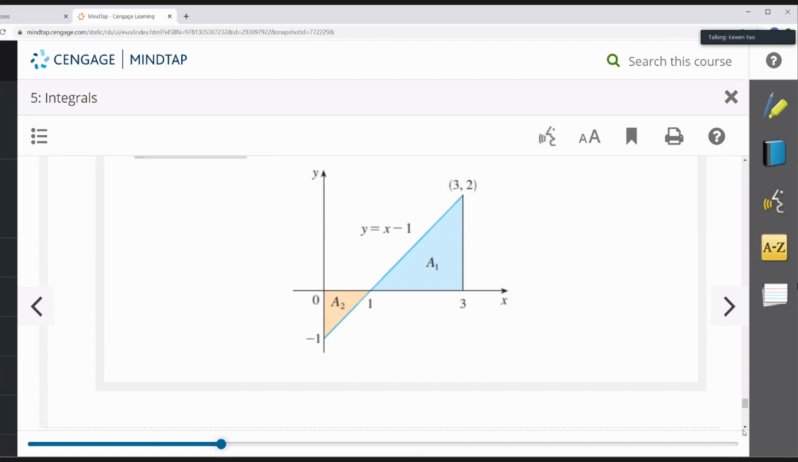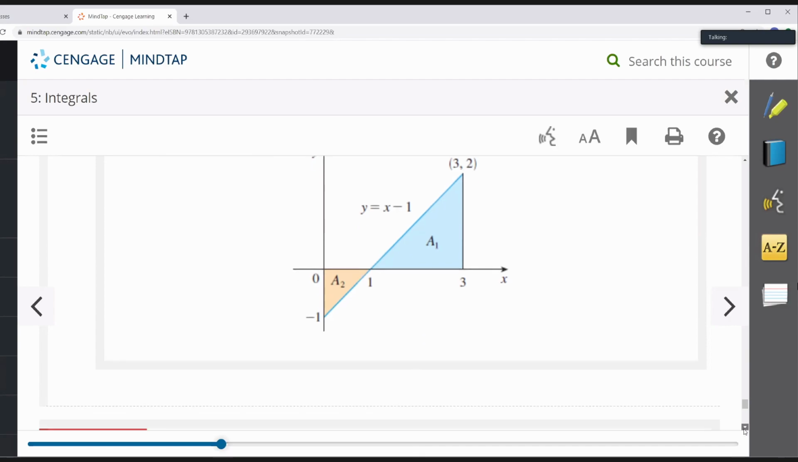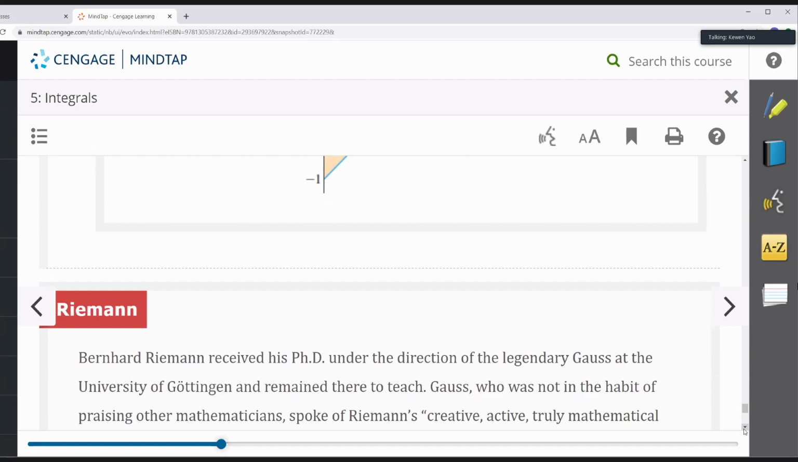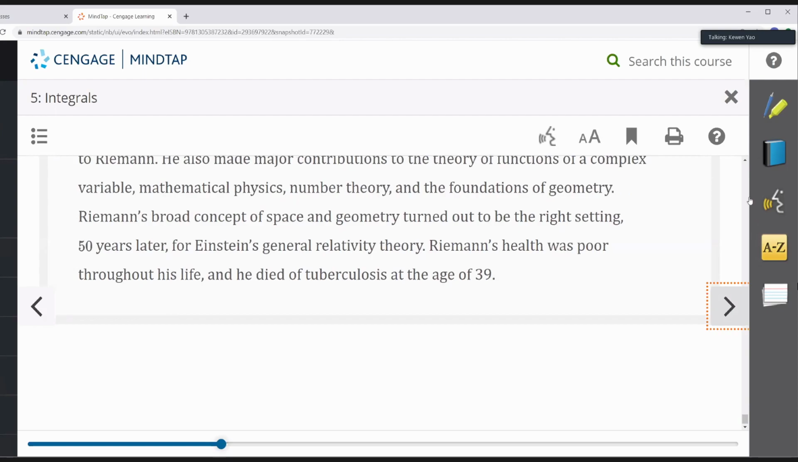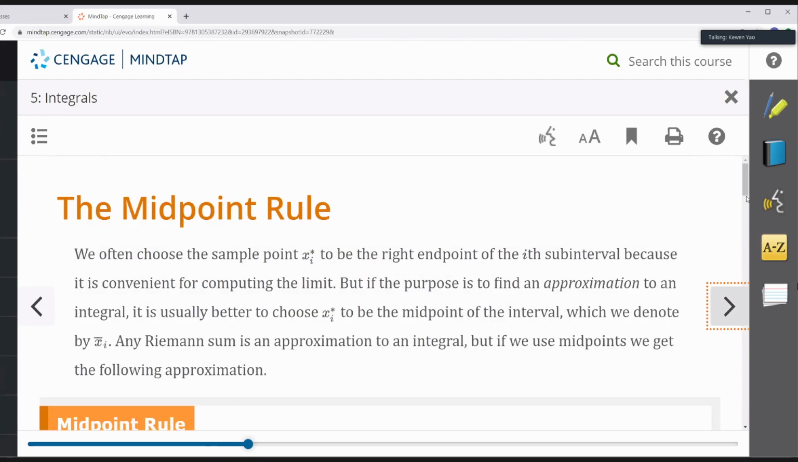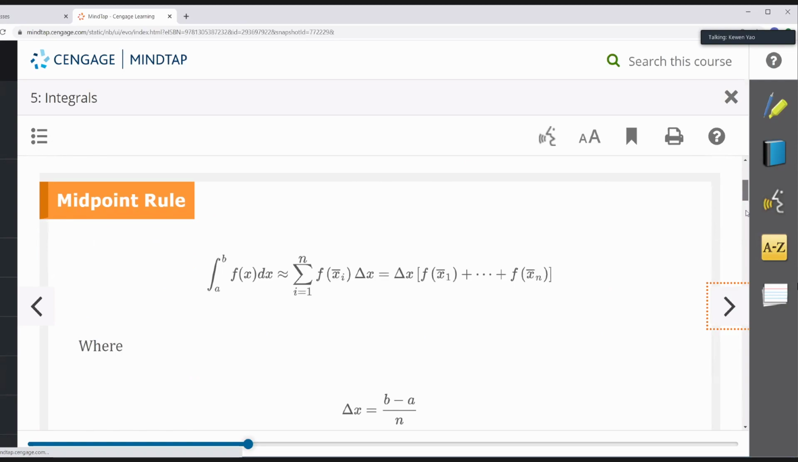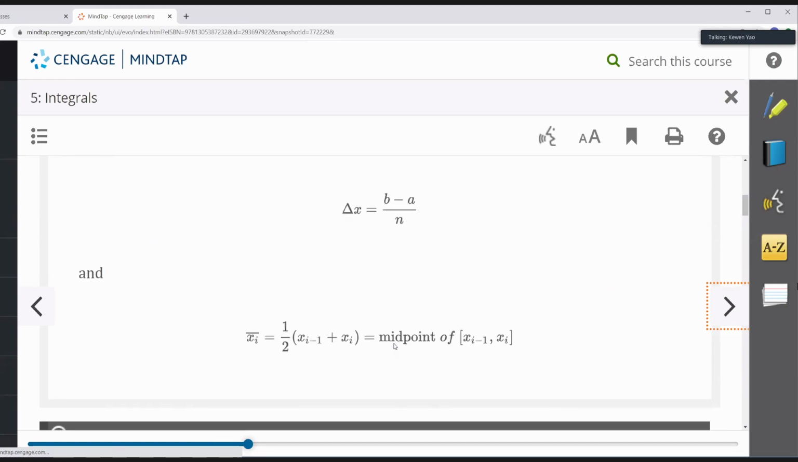Okay, so we have finished these 9 sections. Now the midpoint rule is just using, take the xi to be the middle point.